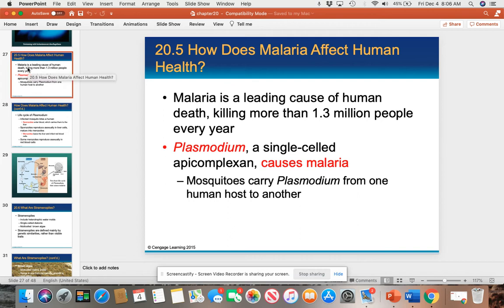Malaria, which is a disease that affects a lot of people in tropical and subtropical regions, is caused by Plasmodium, which is a unicellular protist. Their vectors that transport Plasmodium are mosquitoes, hence the reason why this is such a big deal in tropical and subtropical areas.